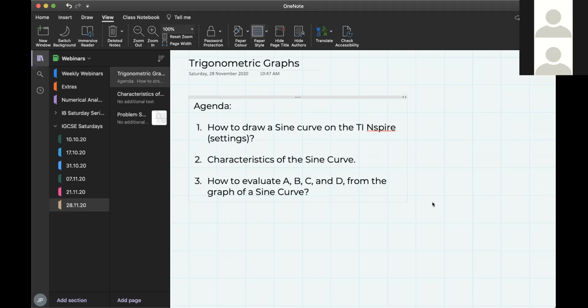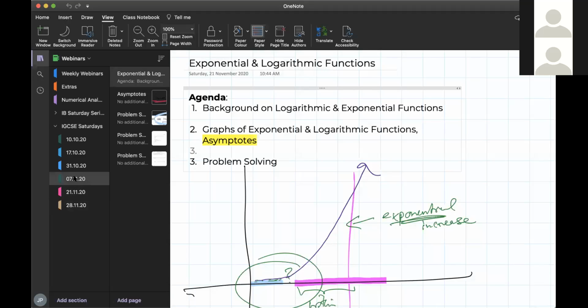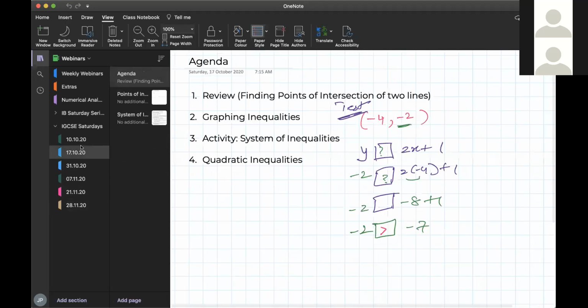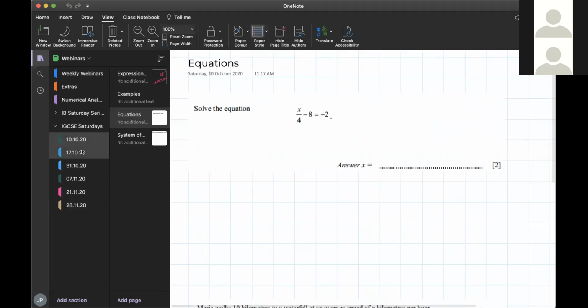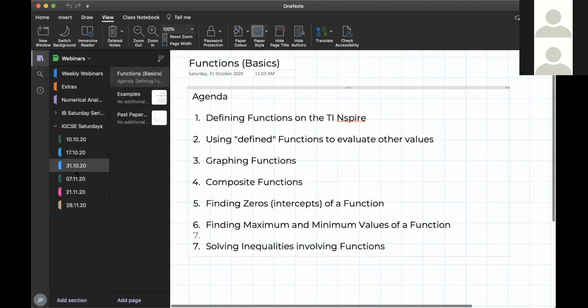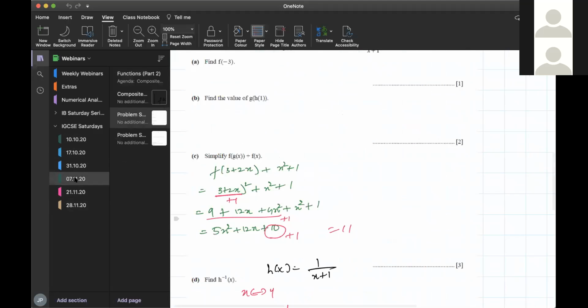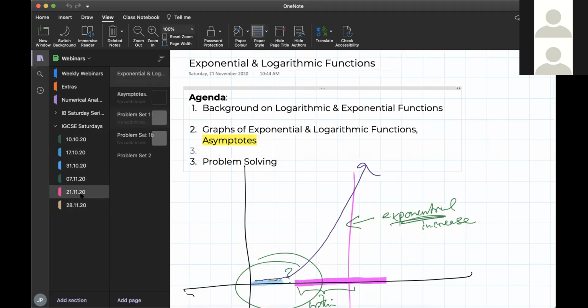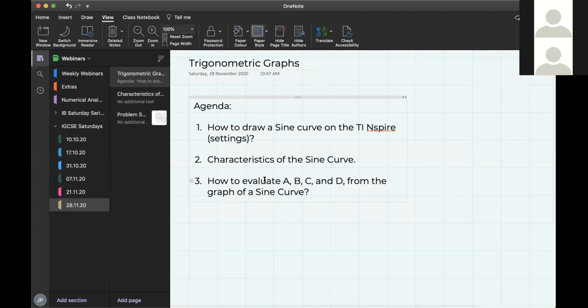What I meant by the past papers is that in every webinar I've shared the screen, and I've got everything in detail, what I do in every webinar, all chronicled. In every webinar, you'll notice that I've looked at questions from the past papers to emphasize whatever we've done, and to help you see how this TI Inspire can be used more efficiently, more effectively.